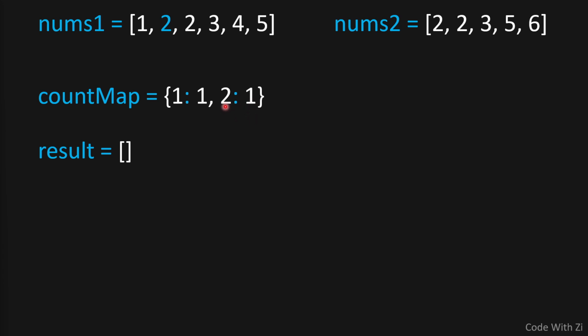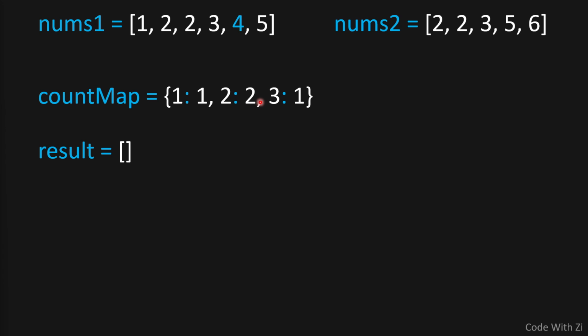So 2 was repeated 1 time, and then we're going to have another 2. Do we have 2 inside of our count map? Well, yeah, we do. So we just need to increment the number of times it has been repeated so far, and then we're going to move on to the next one. Then we ask, do we have 3 here? Well, not really. So we're going to add it with the count of 1 because 3 has occurred once inside of this array so far, and then we're going to move on.